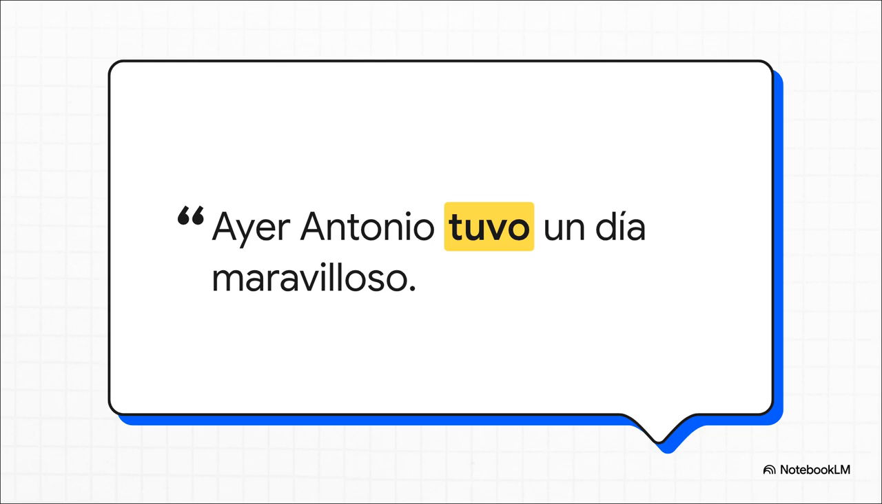Let's look at this in a real-world scenario. Our source text provides this great little story about a guy named Antonio. The text reads, "Ayer Antonio tuvo un día maravilloso," meaning yesterday Antonio had a wonderful day. You can see our third-person singular root, tuv-, combined with that secret o ending perfectly deployed right here.